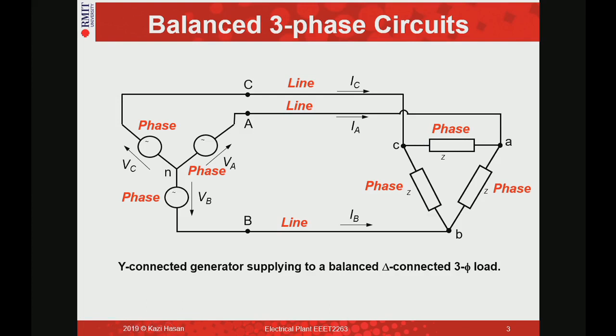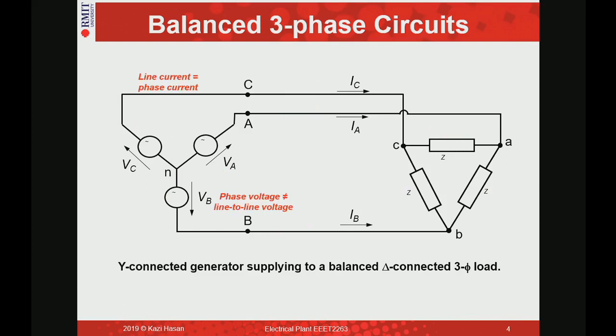So we have to remember these four combinations. In Y connected circuit, phase current is same as line current. But phase voltage is not the same as line voltage. In delta, phase current is not the same as line current, but phase voltage is same as line voltage. So in Y, line current equals phase current, but phase voltage is not line voltage. In delta, line current is not phase current, but line voltage is phase voltage.